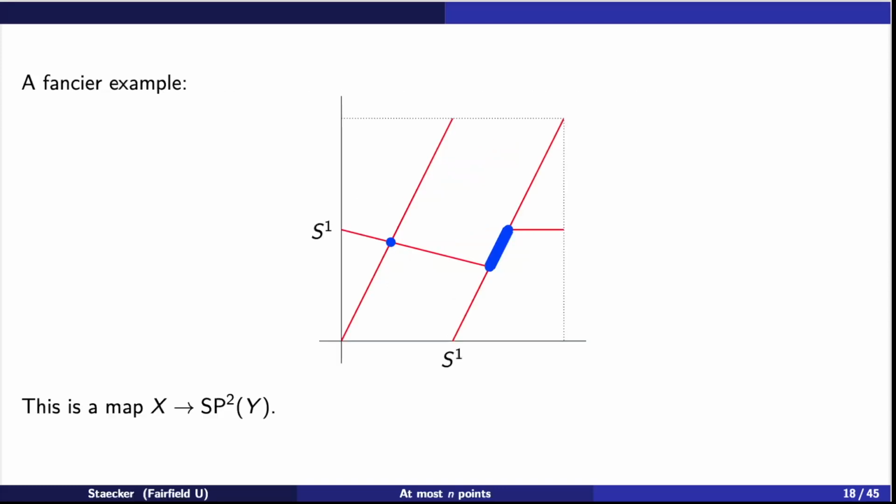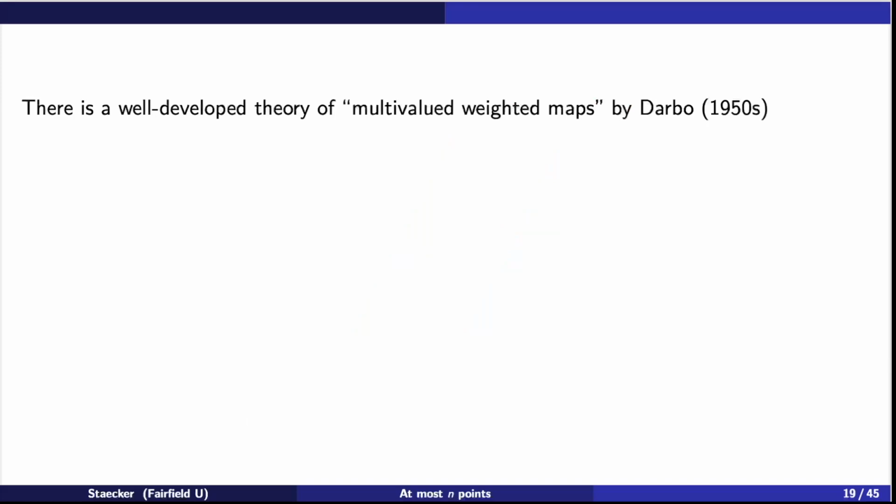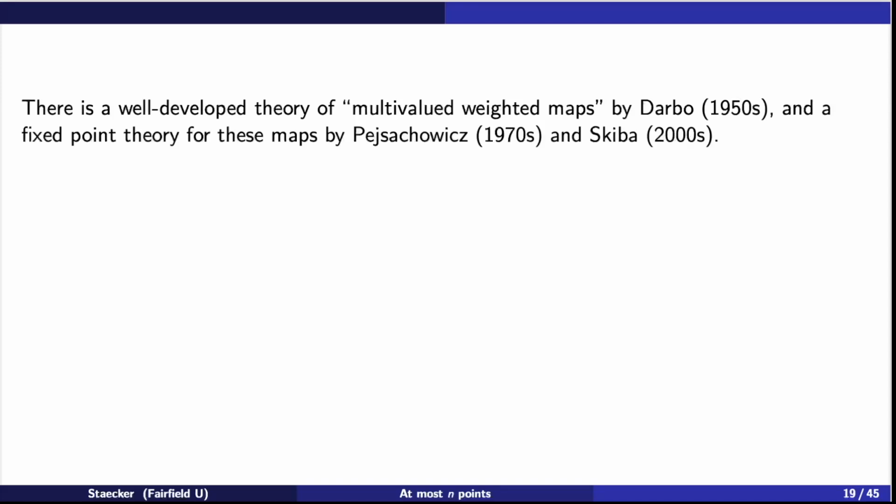All right. Here's a slightly fancier example. This is one in which this line actually goes along with the other line for not just a single point, but for an interval of time. But no problem. This is a map into SP2, and we can also consider it as one of these maps with weights assigned. And it turns out, I'm not making this up, there's a well-known theory of what is called multi-valued weighted maps, which began, I understand, by Darbo in the 1950s, and then a fixed point theory was developed for these things by Daciberg in the 70s, who was here somewhere in the building probably, and by Robert Skiba more recently. So these things have also been studied.